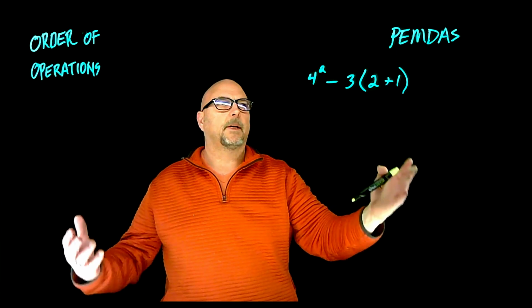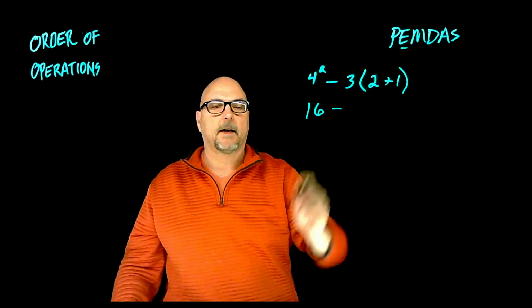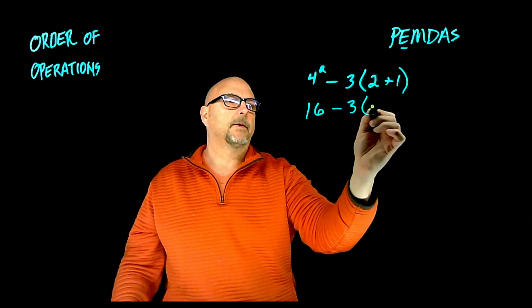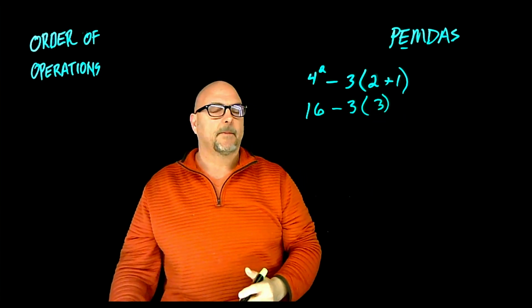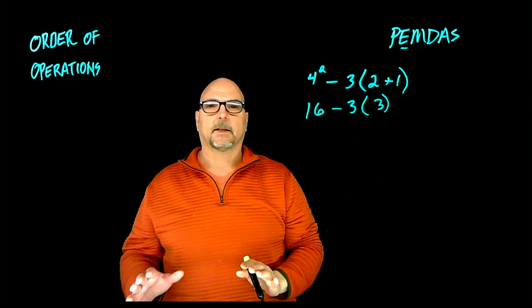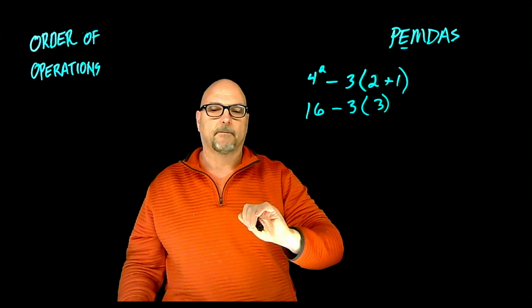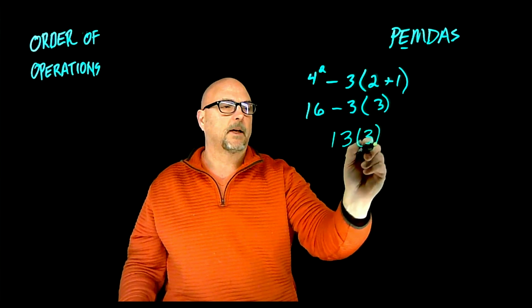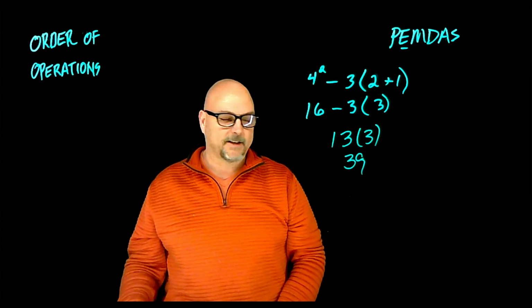So a lot of students will be, okay, I know I have to do exponents first, right? That's in my PEMDAS. And then they'll go ahead and say, and I got to do parentheses first. So that's 3 times 3. One of the biggest mistakes I will see is students will go to 16 minus 3. This is wrong. They'll say, 13 times 3. Well, that equals 39. That is not the correct answer.